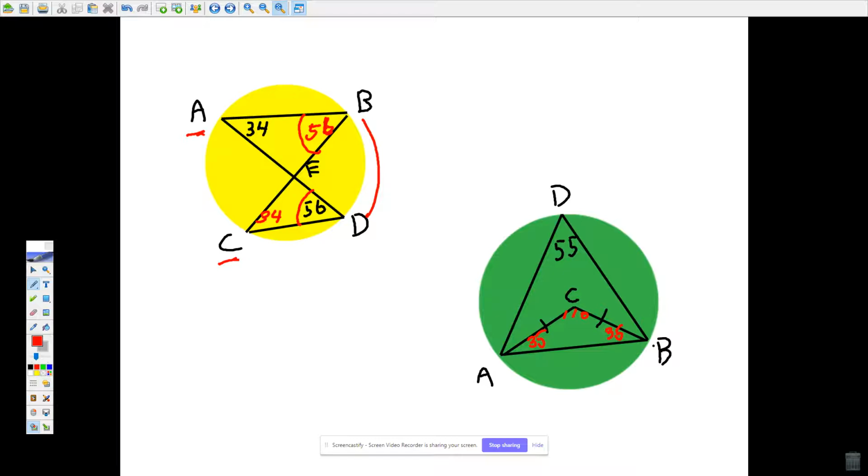This next one's a little bit trickier. The first angle we're going to find is the central angle right here, ACB. This is the central angle. It has to be double the inscribed angle. So I multiplied the inscribed angle by 2 to give me 110.